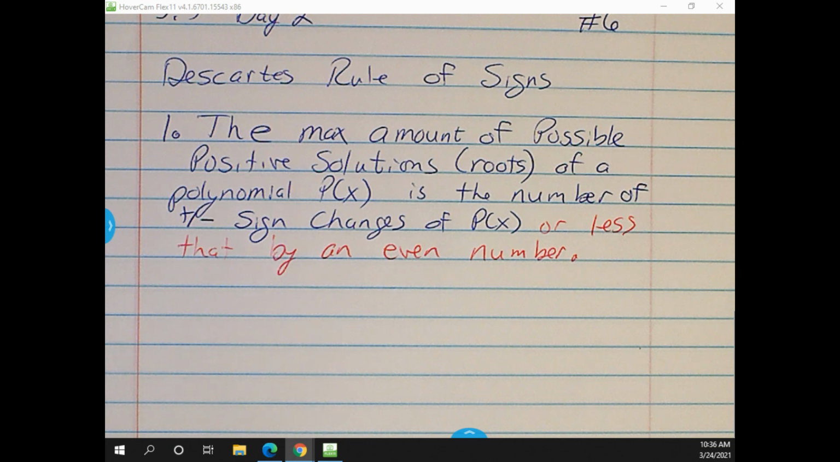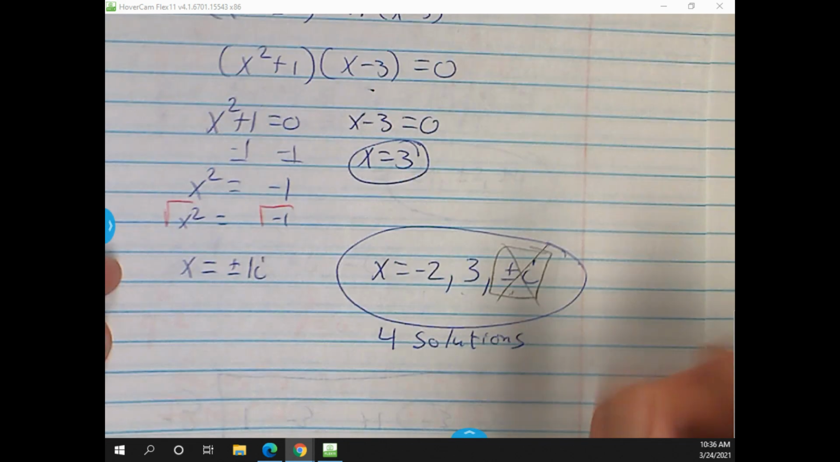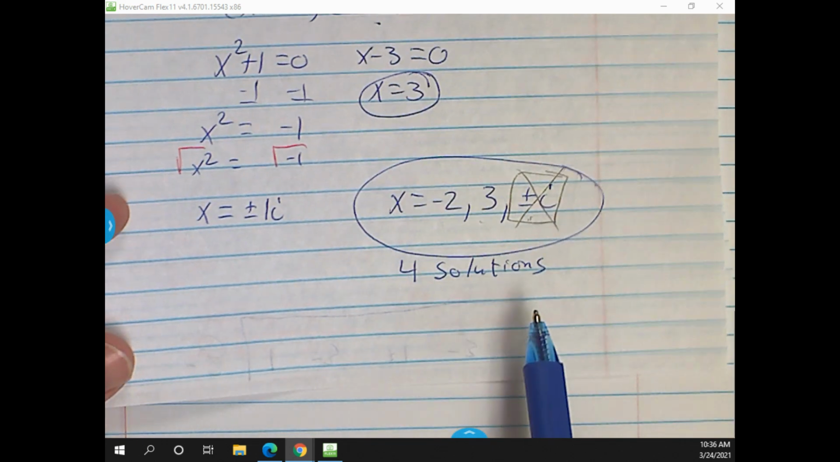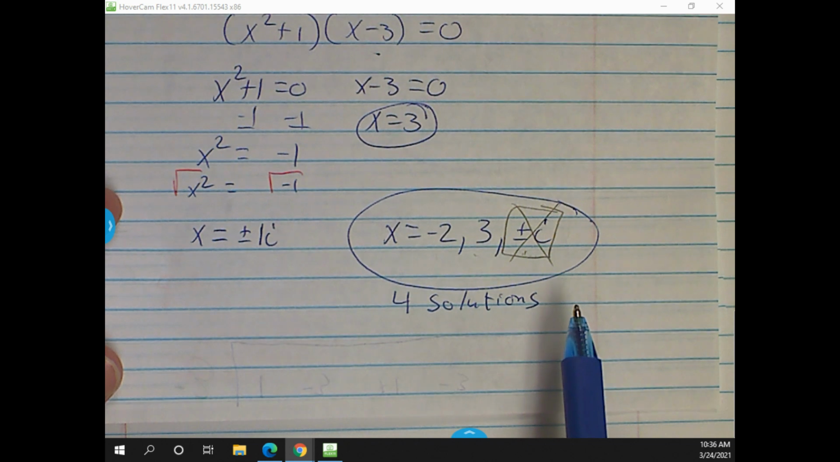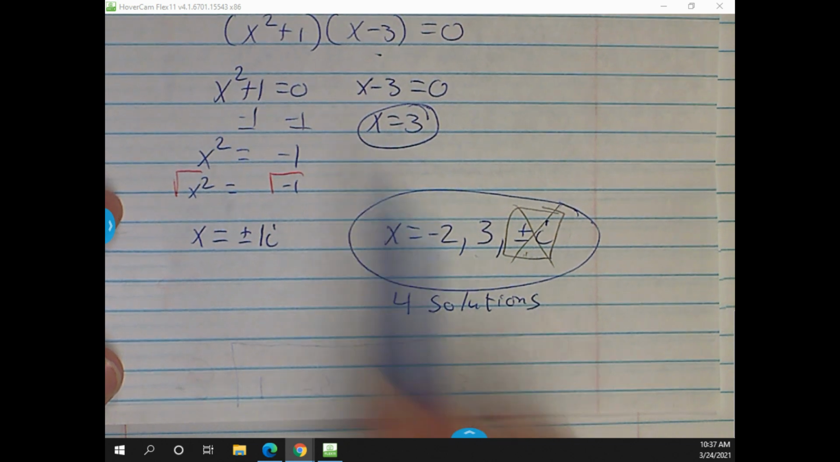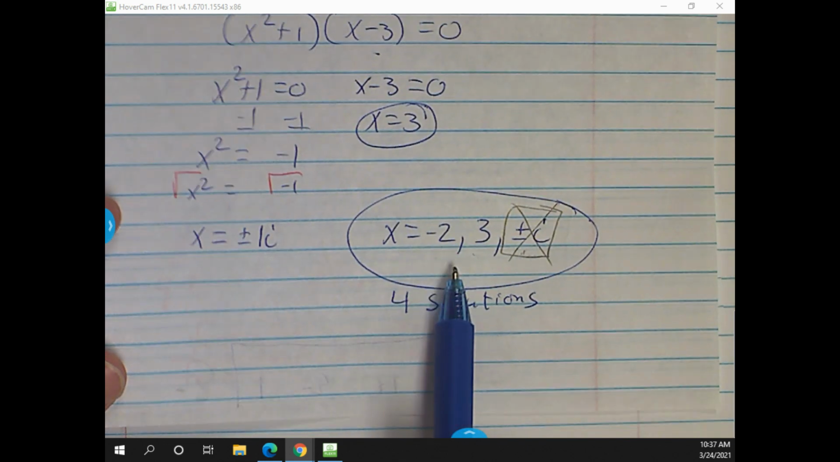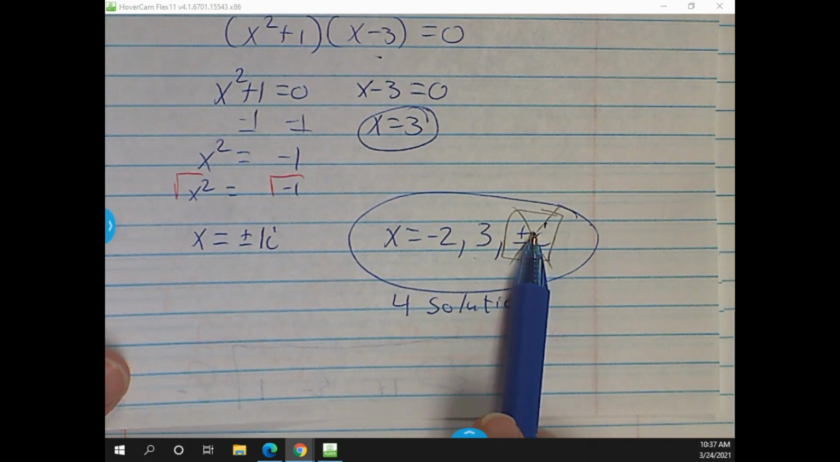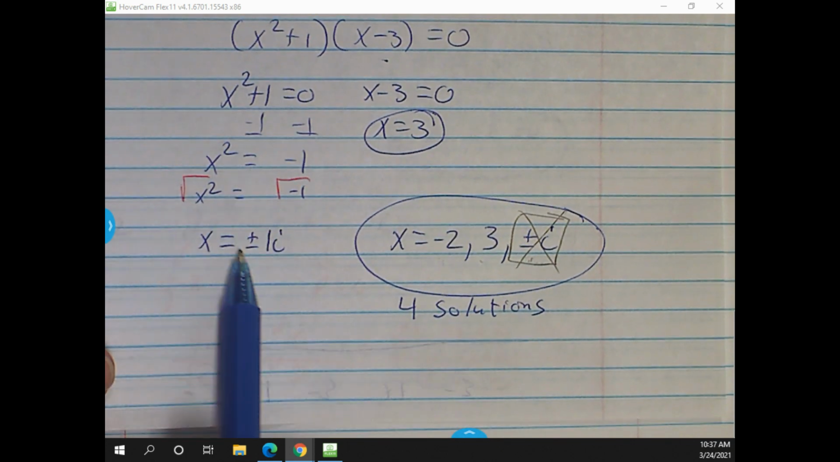But basically, let me go back to a problem, that very last problem that we did yesterday. Yesterday, the very last problem that we had, we were looking for 4 solutions. Yes, 4 solutions, because we're way back up here. Then we had -2, 3, and then plus or minus i, which we got from factoring this part off back here.